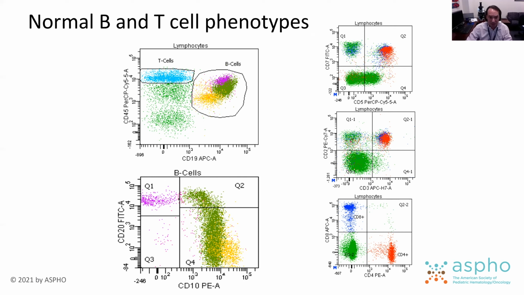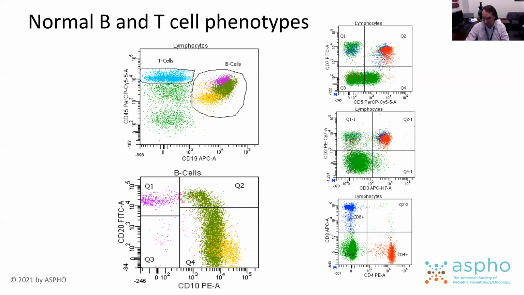CD5 and CD7 are two of the earliest T cell markers. They're present on most cells, whereas CD7 positive, CD5 negative cells are NK cells. CD2 and CD3 are present on T cells, where CD2 is also present on NK cells. And as I said before, CD4 and CD8 define T lineage subtypes.